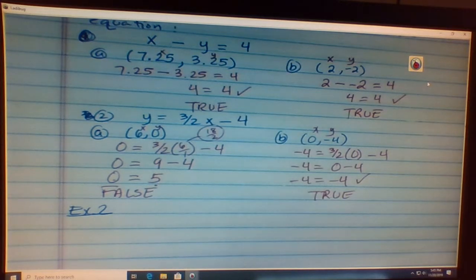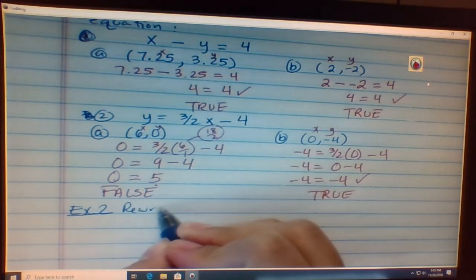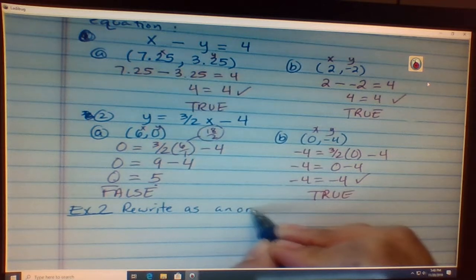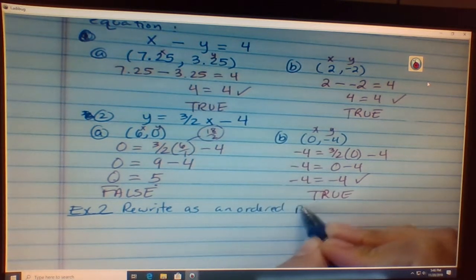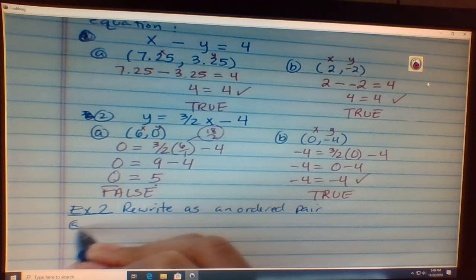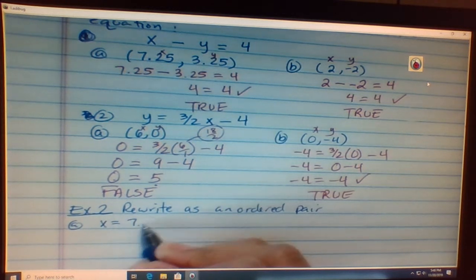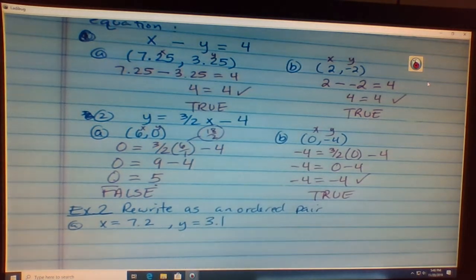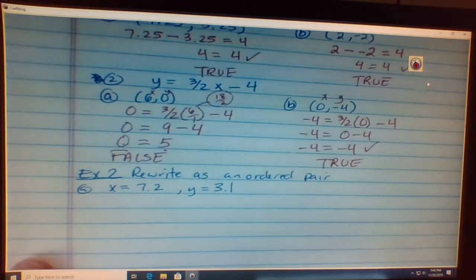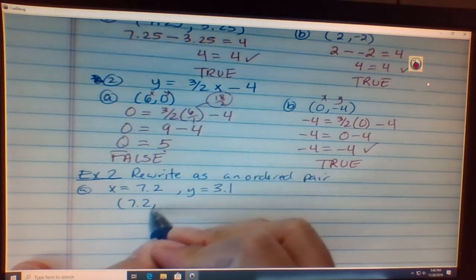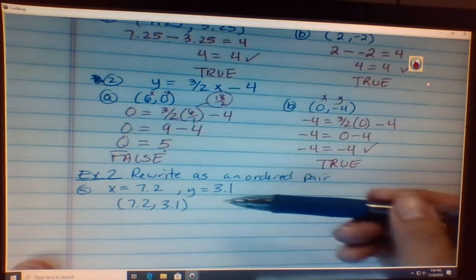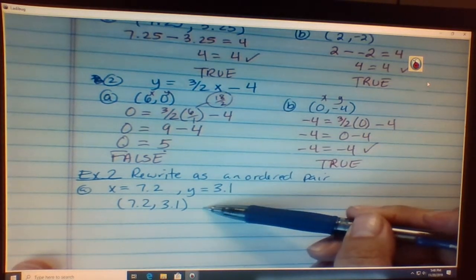It's just they want you to rewrite. And I don't think there was anything on your assignment like this, or maybe there was, but in the notes there is rewrite as an ordered pair. They give you something and they say, hey, X is 7.2, Y is 3.1. So as an ordered pair, how would you write this? 3.1. So what they're trying to say is whether you see it like this or this, it's the same thing.